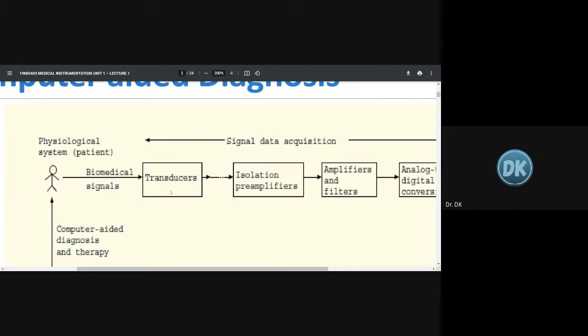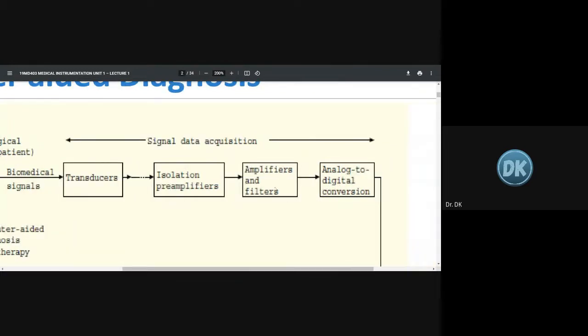So what will the transducer do? It will convert one form of energy to another, right? Once the transducer receives the signal, it is sent to an amplifier circuit. So we have preamplifiers, amplifiers, and filters. Preamplifiers are added before the amplifier circuit. All this, and how the amplifier is designed, we will discuss in the second unit.